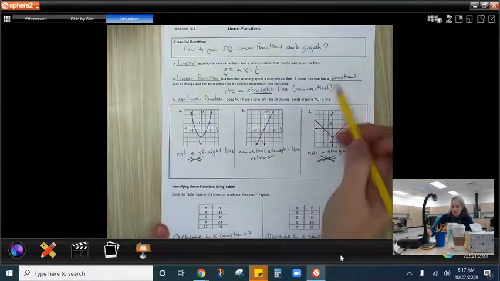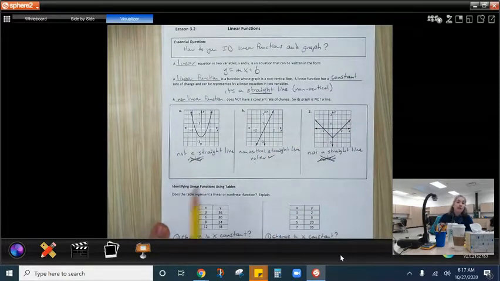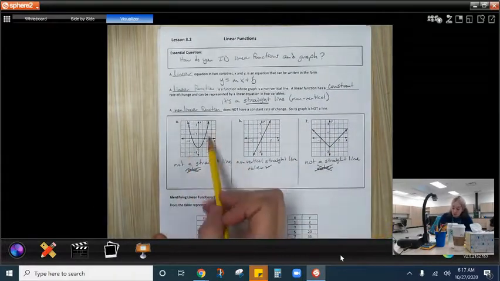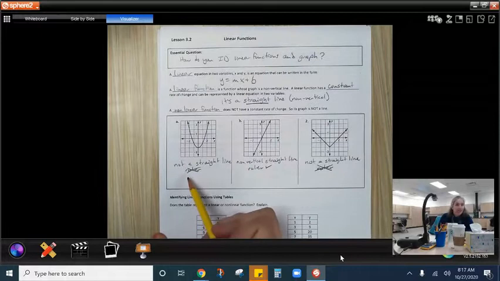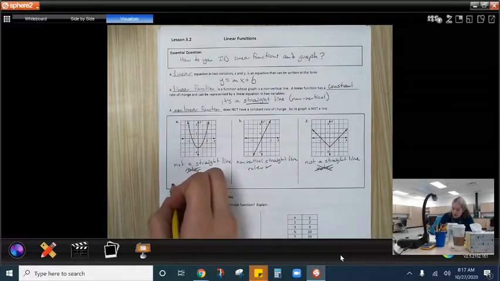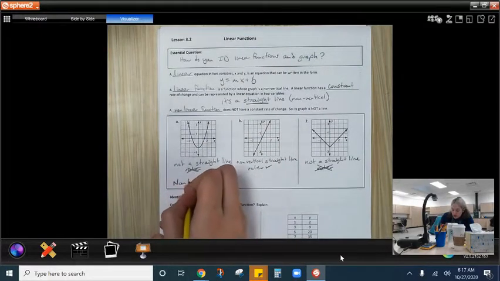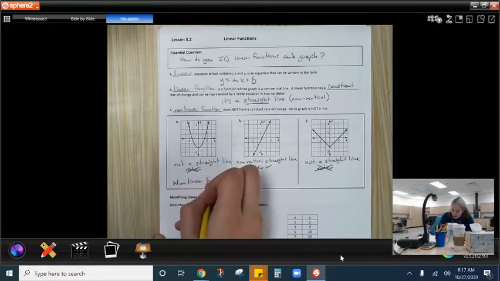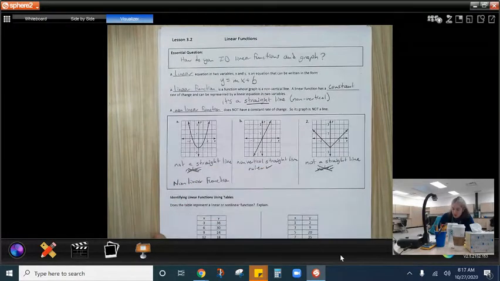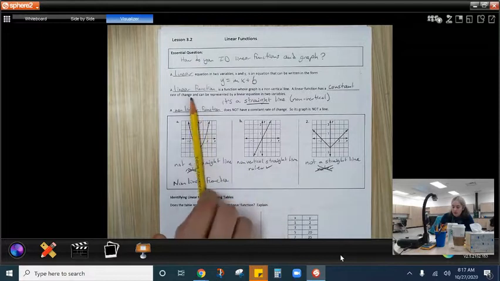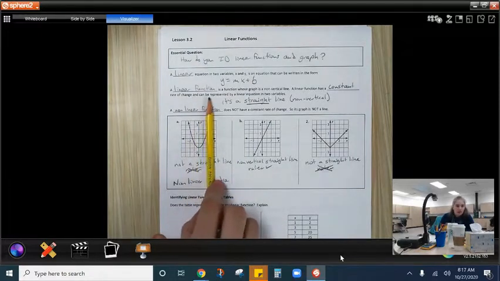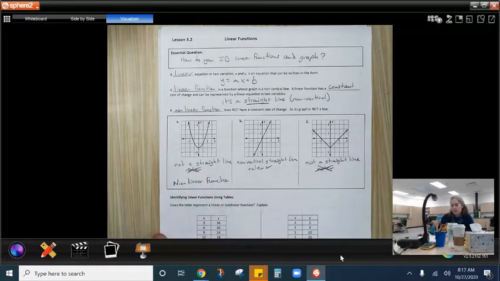It has a constant rate of change, okay? So it's a straight non-vertical line, straight line. So when we're looking at our first three right here, our first one, this is not a straight line. We can't use a ruler to make it. So this is a non-linear function. We know it's a non-linear function because if I do my vertical line test, it passes. So it is a function, but it's a non-linear function.